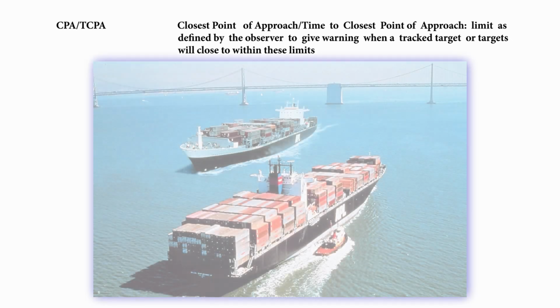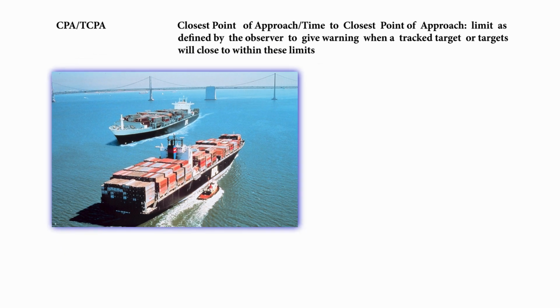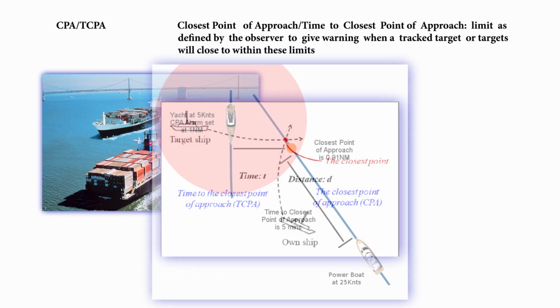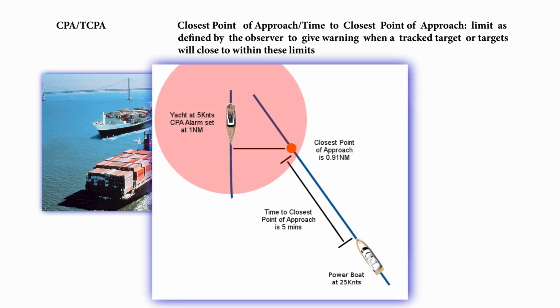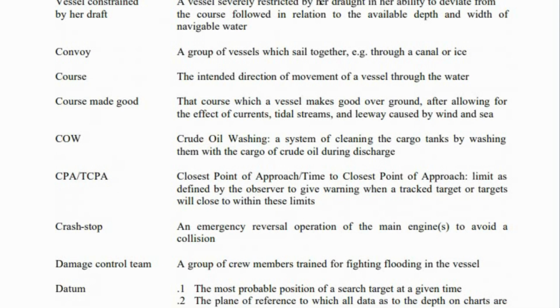CPA and TCPA: this is closest point of approach and time to closest point of approach. Limit as defined by the observer to give warning when a tracked target or targets will close to within these limits.